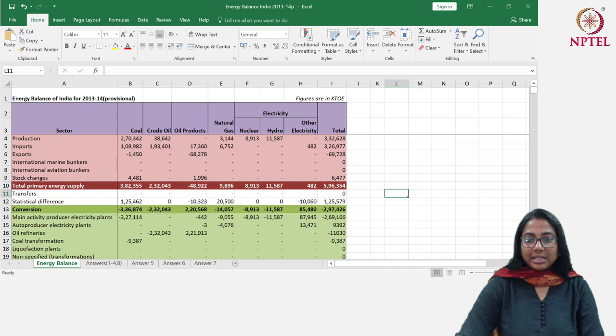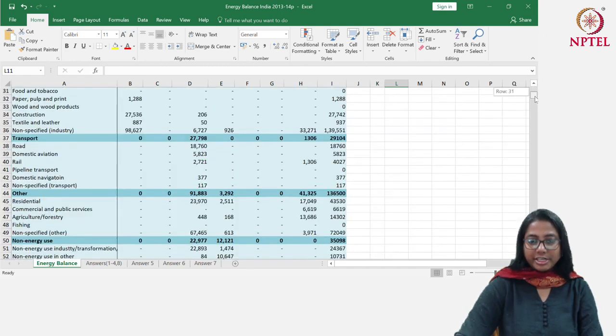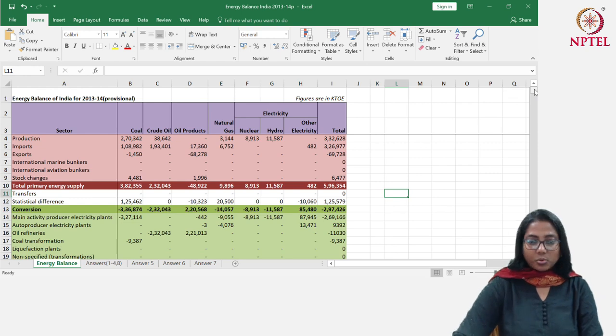So if you open the file called Energy Balance in India 2013-14P, you will find this kind of a table. This is the first sheet of the Excel file. This is now quite familiar to you. You will see that in the first column, you find different sectors, which consist of, you must be remembering, the supply, transformation, and demand of energy. And different columns represent different forms of energy.